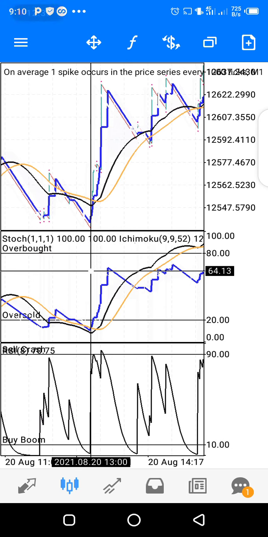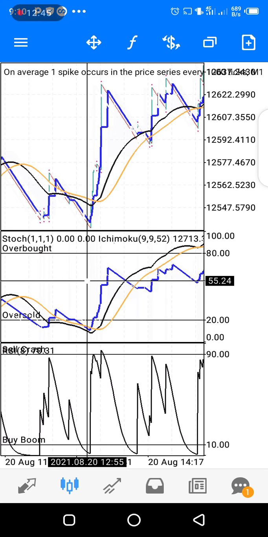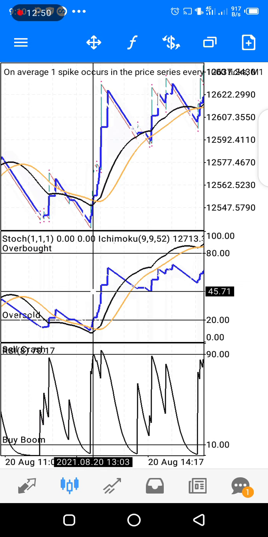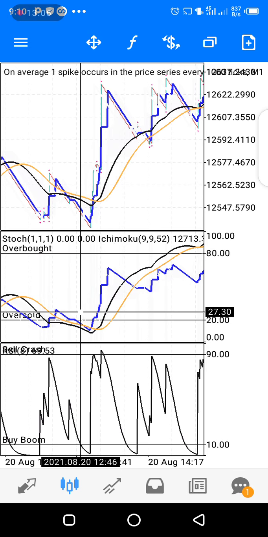Now if you look at this spike that came here, you see this level down here. You see the Relative Strength Index says buy Boom at this level. Once the line crosses the 10 mark, know that it's a buy for Boom. So expect spikes to be coming.